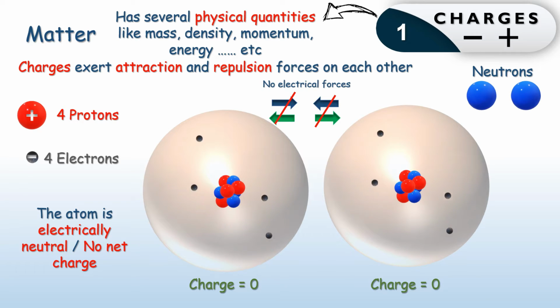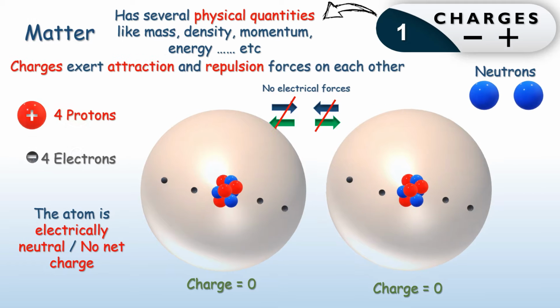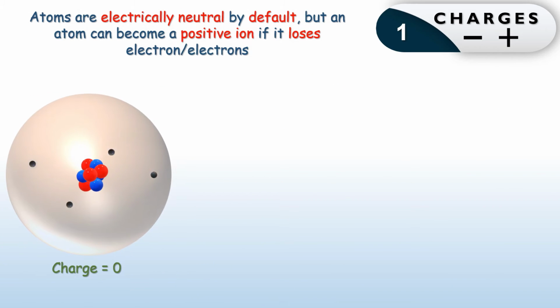Within the atom there are those forces, the attractions between the electrons and protons, but the overall atom has a charge of 0, and that's why atoms in their neutral state are considered stable. They don't exert electrical forces on adjacent atoms. Atoms are electrically neutral by default.